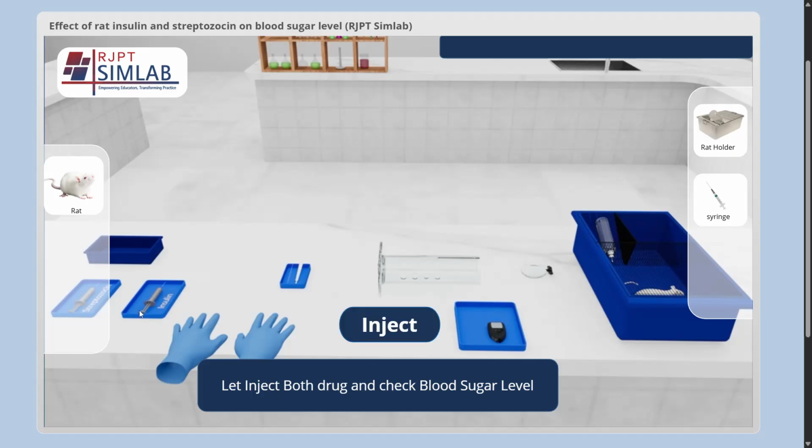As we can see, we have previously placed the syringe pre-filled with the insulin and the different syringe pre-filled with the streptozocin drug over here on the table. So now we'll inject both the drugs and check the blood sugar level.